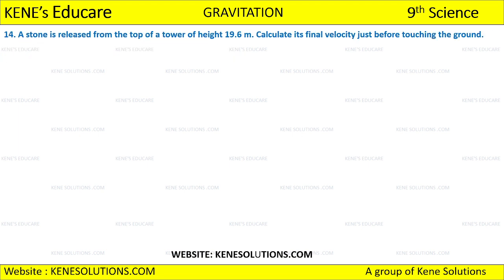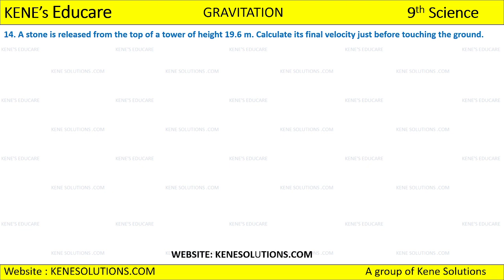Then again we have a numerical. A stone is released from the top of a tower of height 19.6 meter. Calculate its final velocity just before touching the ground. So over here we will use the same formula again, v square minus u square is equal to 2gs. So u is the initial velocity of the stone, which is 0.